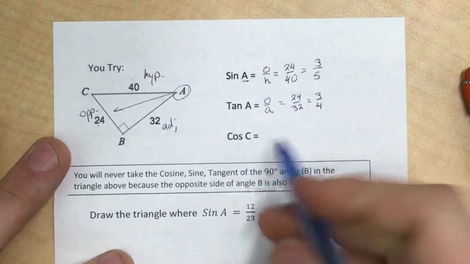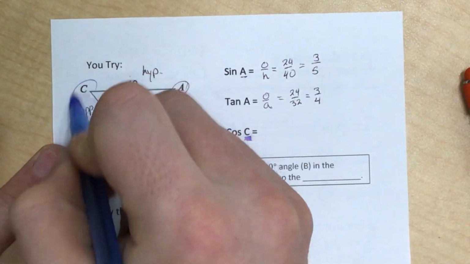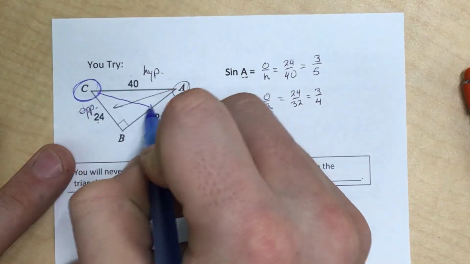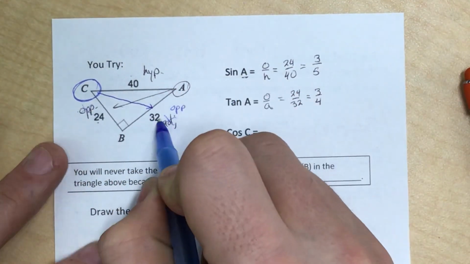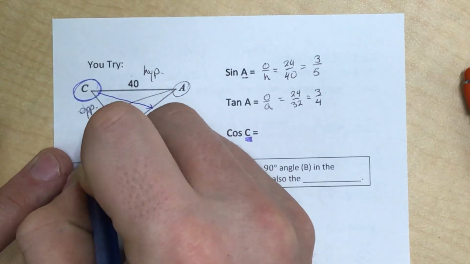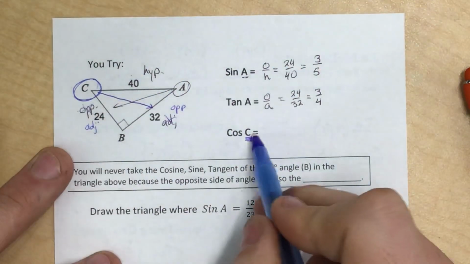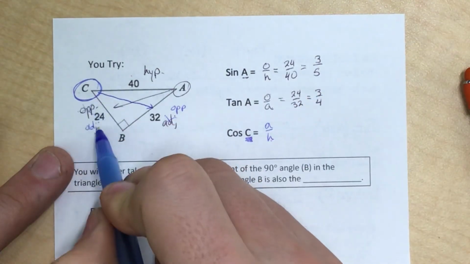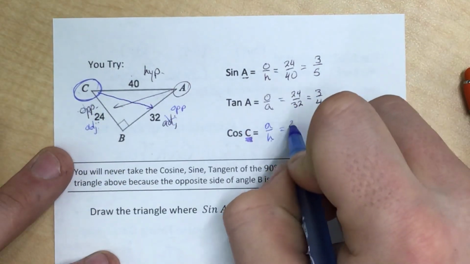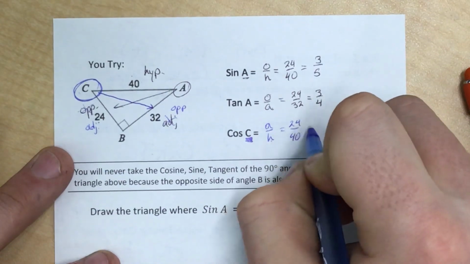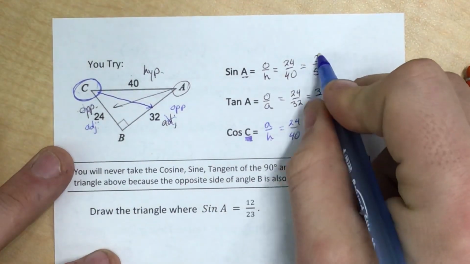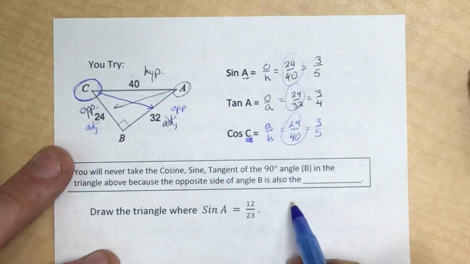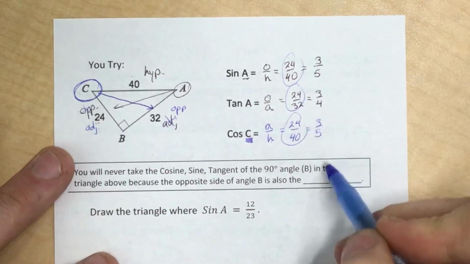Now I'm going to change the color of my pen because C now is over here. So we don't really worry about the opposite and adjacent anymore because now the opposite of C is 32 and the adjacent to C is the 24. So cosine, CAH, adjacent over hypotenuse is going to be 24 over 40, which is equal to, just like we had over here, 3/5. But again, these are the trig ratios that give the side length specifically, and these are the reduced trig ratios.